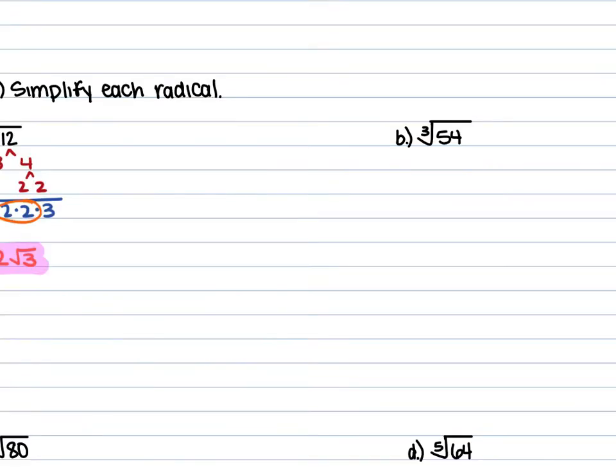For example B, we have the cube root of 54. That 54 is 6 times 9. The 6 is 2 times 3. The 9 is 3 times 3. We're looking for 3 of the same number. We have 3 3's. We're going to pull one of those 3's out. That 2 is left over. It doesn't group up with another 2 2's. So we're going to keep that underneath the cube root symbol. So it's just going to be 3 cube root 2.